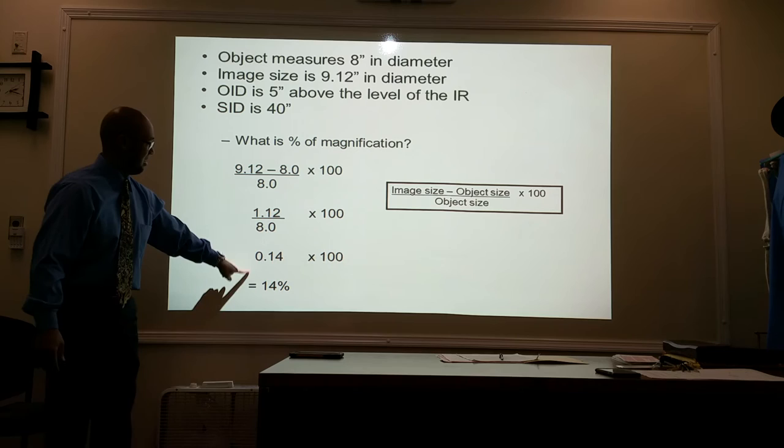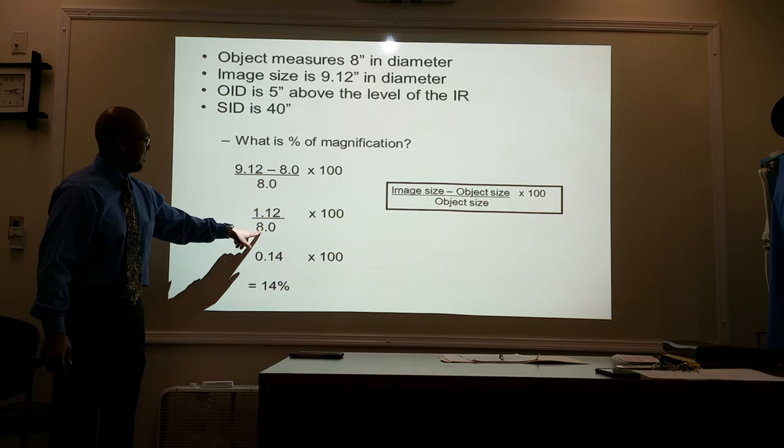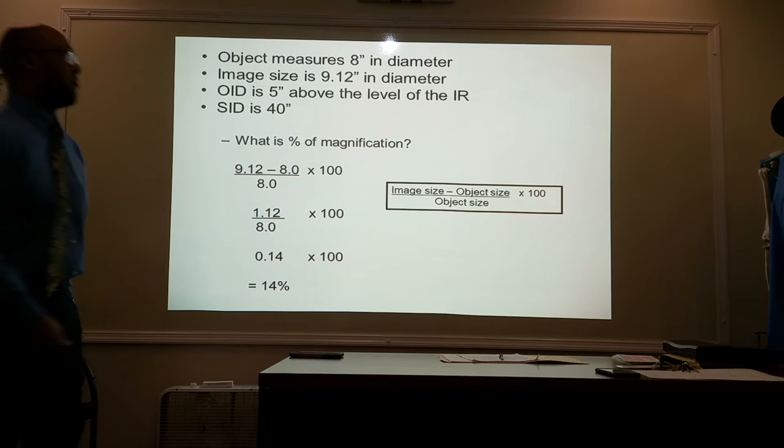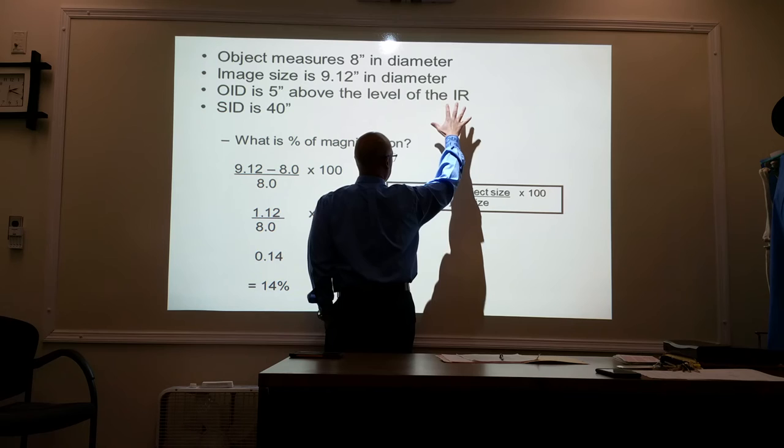Okay, everybody getting that? So once I got 1.12 divided by 8 and times 100, that gives me 0.14. Times 100 will give me the percentage, 14%. That is the percentage of growth of the object when it's 5 inches away from my image receptor. It grew by 14%.